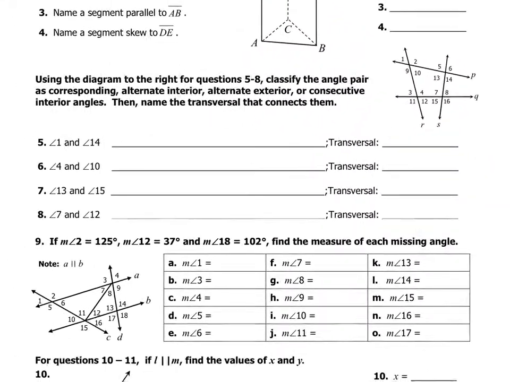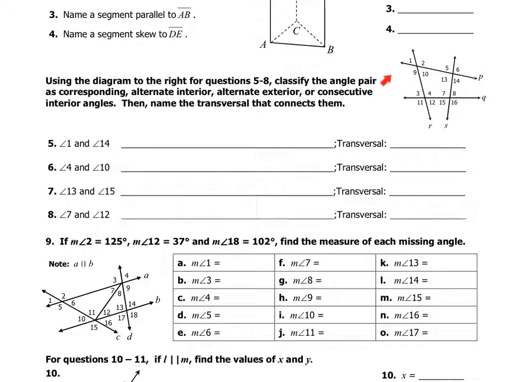Moving on, we're using this picture over here on the right. You've got lines R, S, and then P and Q, and a whole bunch of angles that are marked. Our job is to name the pair of angles as corresponding, alternate interior, alternate exterior, or consecutive interior angles. And then we have to name the transversal that connects them.